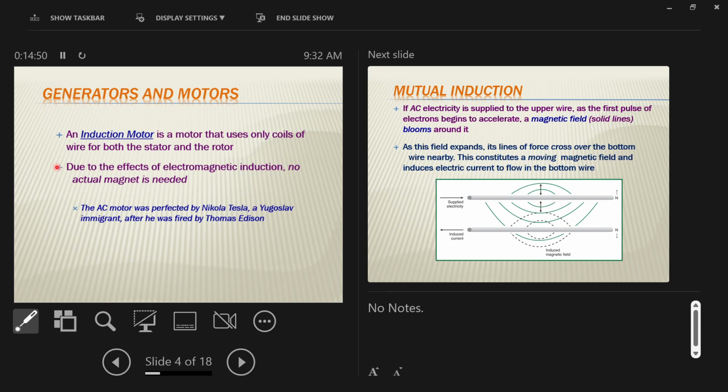I'll try to explain better on this upcoming slide, but hopefully you have had enough exposure to this by this point where it's starting to make sense. You can credit Nikola Tesla for the creation of the AC motors, which is why the company called Tesla is called Tesla, because that's what they do. They make electric cars, and electric cars use AC motors.